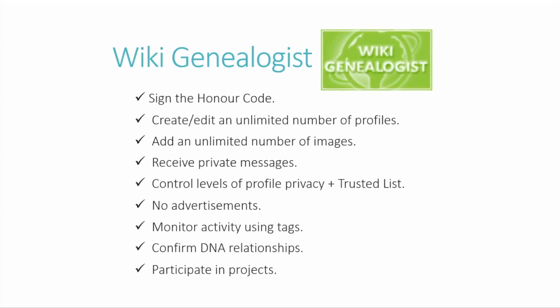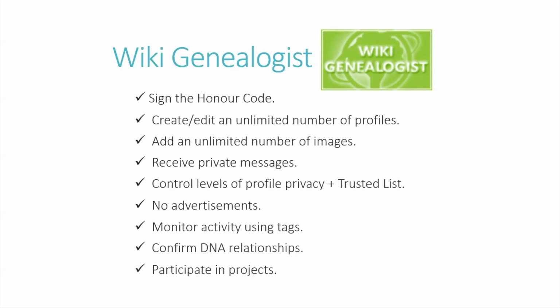So, the Wikitree genealogist. Wikitree is all about badges as well. You get badges depending on what you do. So you can see there that's the green badge of a wiki genealogist. And one of the key things that you need to do is sign what they call the honor code. I'll look at that in a wee bit more detail in the next slide. And once you do that, you're allowed to create and edit any number of profiles.